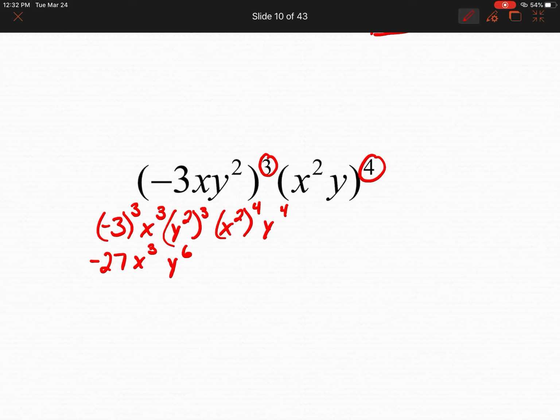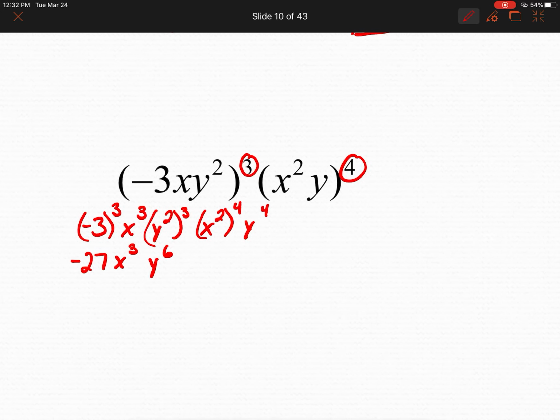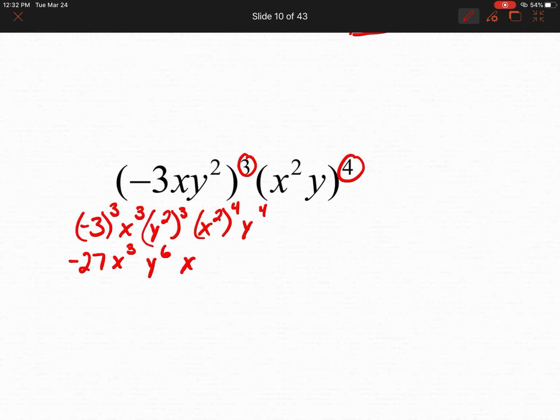Then we have our x cubed. This y squared cubed, again, power to a power, so we'll multiply the exponents. We get y to the sixth. And then the x squared to the fourth, again, power to a power, and so we're going to multiply those and get power of 8. And then we have the y to the fourth there for that last term.